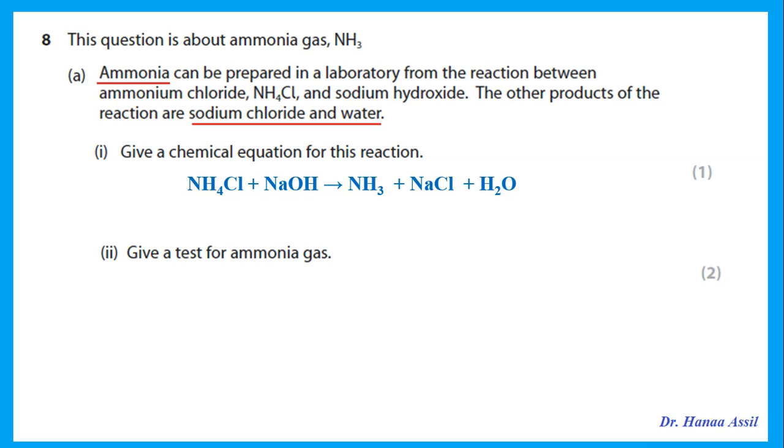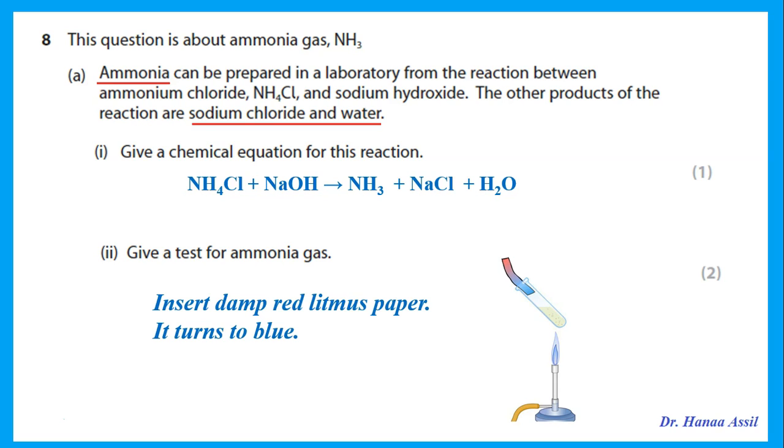We need a chemical equation. That means it has to be simple, it has to be balanced. So we write the symbols and then you check, is it balanced or does it need balancing? Well, if you look at it, they're all balanced. The number of atoms before the arrow is equal to the number of atoms after the arrow, so this is a balanced equation. Give a test for ammonia gas. What was the test for ammonia gas? Remember, insert damp red litmus paper when testing a gas. It turns blue.